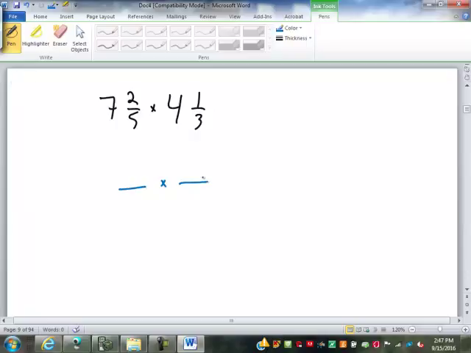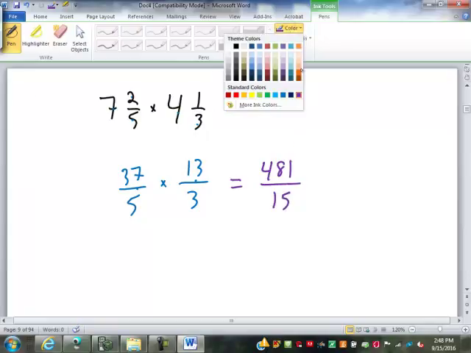We're going to turn them into improper fractions. Now remember, the denominator doesn't change. So it's still going to be fifths and thirds. What's going to be here? 37. Good. 7 times 5 is 35, plus 2 is 37. What's going to go here? 13. 4 times 3 is 12, plus 1 is 13. Now we could cross cancel here if anything did, because it's still just multiplying. But there's nothing here that cross cancels. 37 times 13 is 481, yes. 5 times 3 is 15.